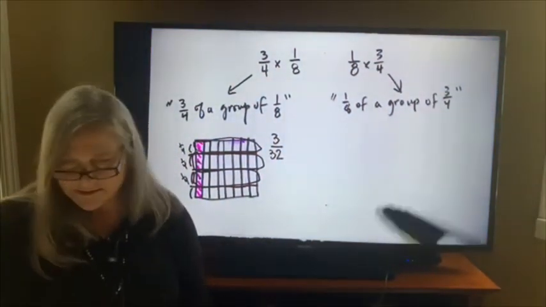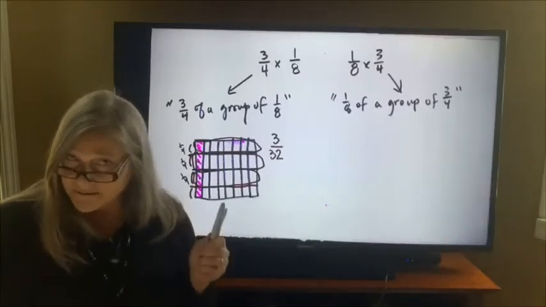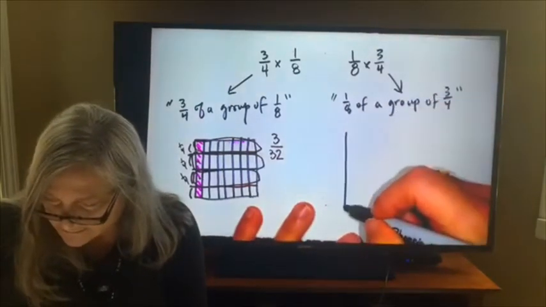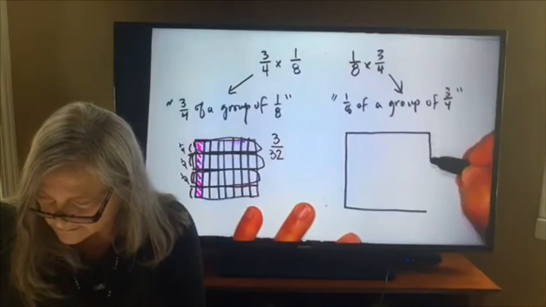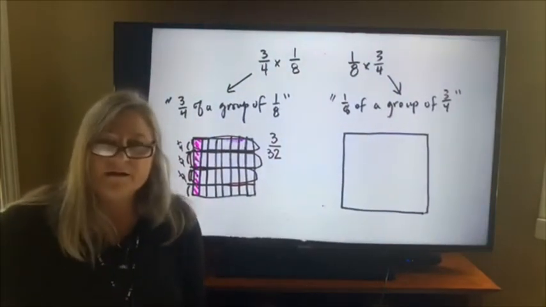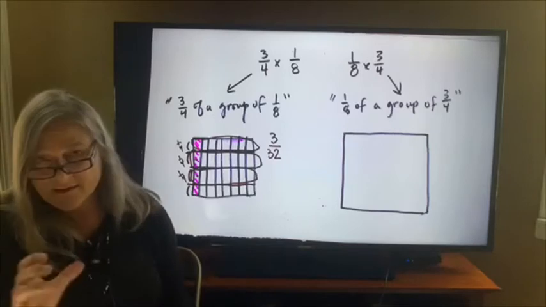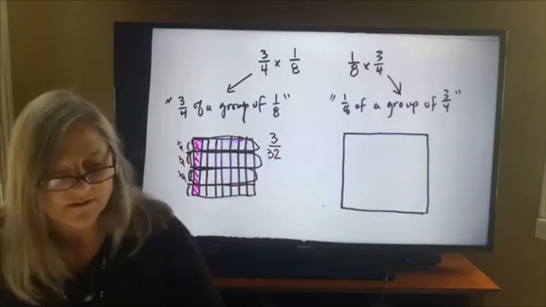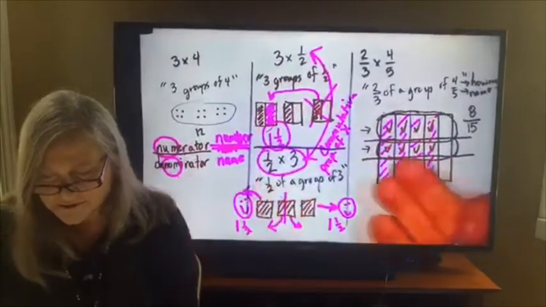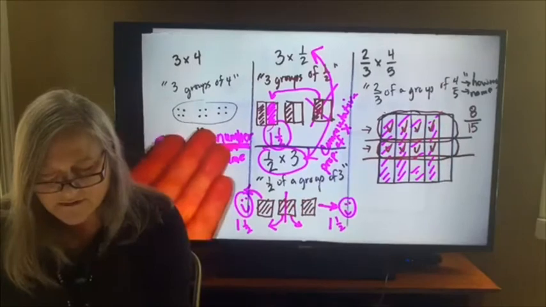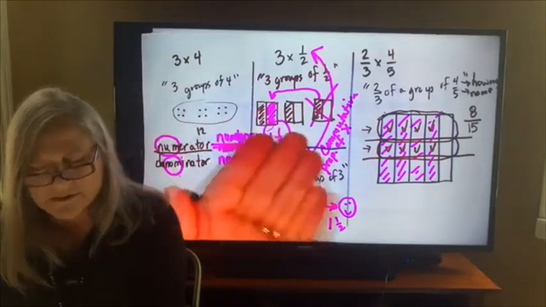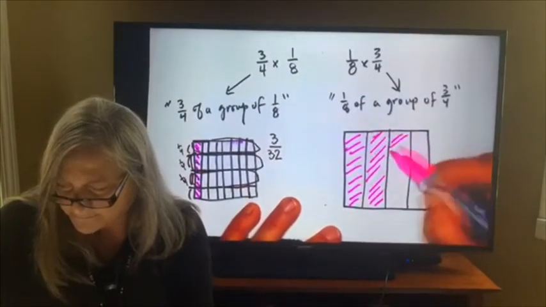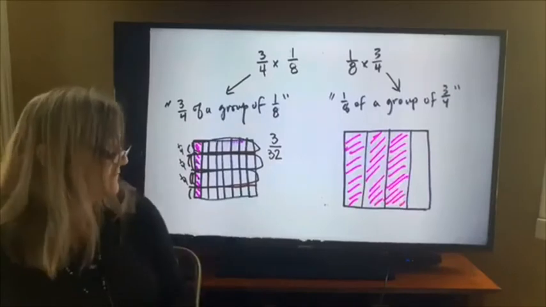All right, let's do it going in this direction. Should we get the right answer? Same answer? Yes, we should. So let's prove it. All right, so now we want to find out what 1/8 of a group of 3/4 is. So first we have to have our 3/4. Just like when we were doing our other problems, you start off with what they give you. So we put in our 3 groups of 4. In this case, we're saying shaded. So here's our 3. So now we have 3/4.